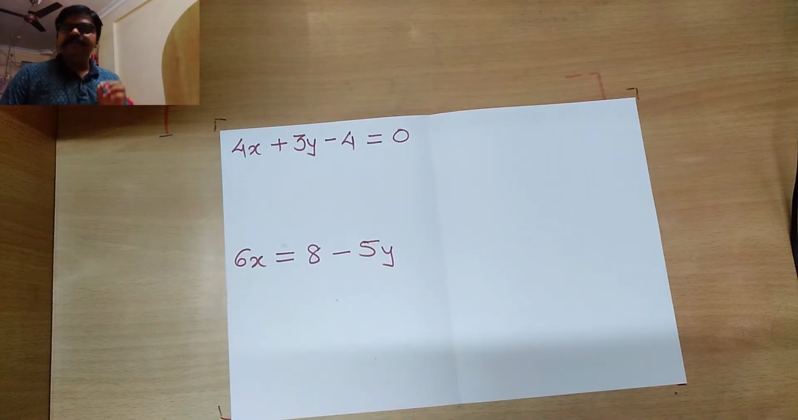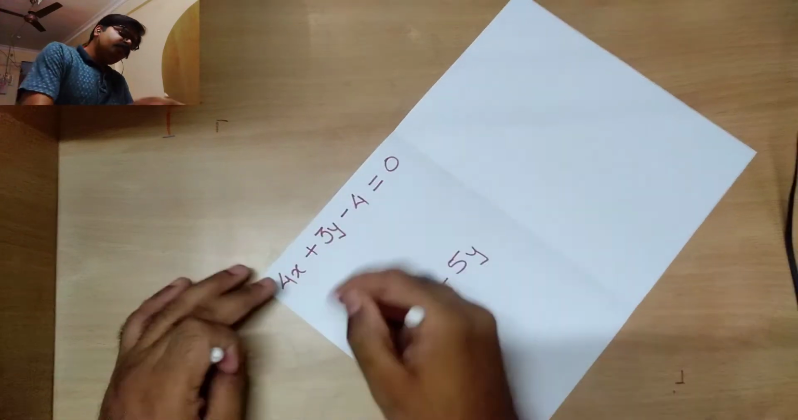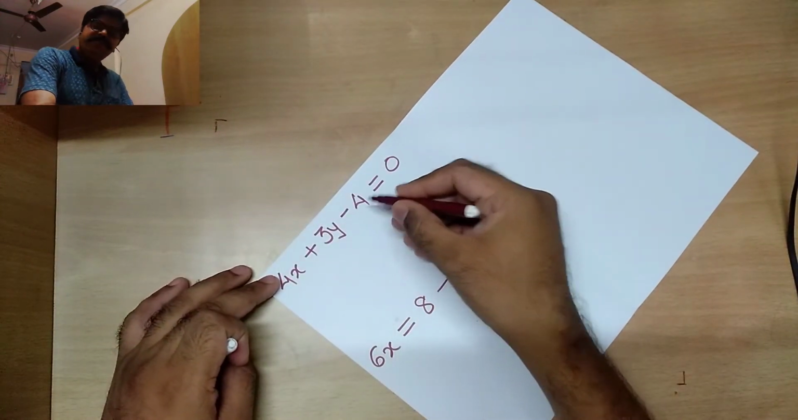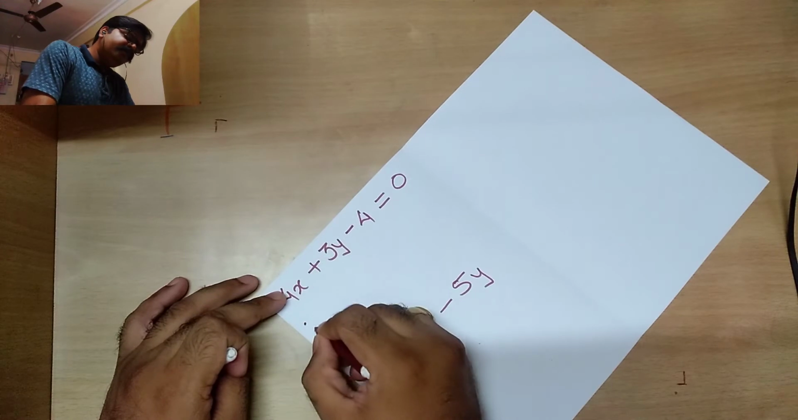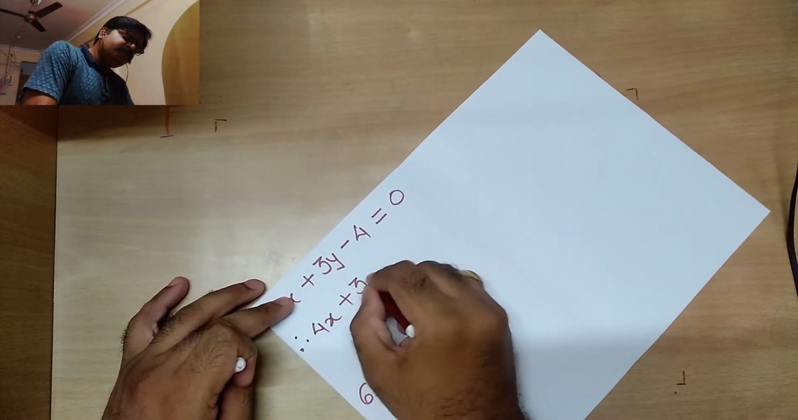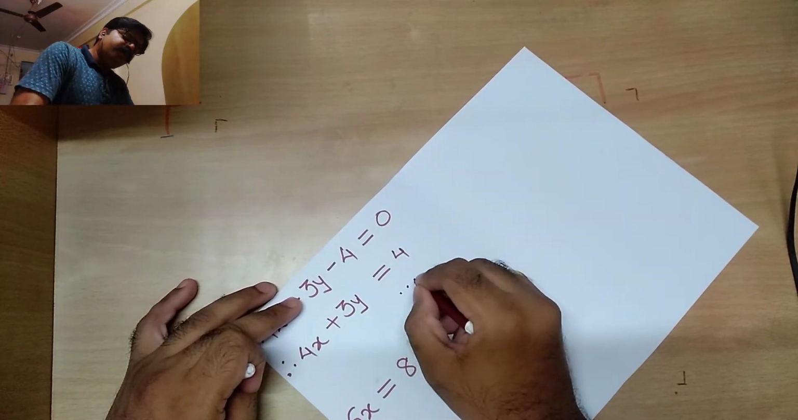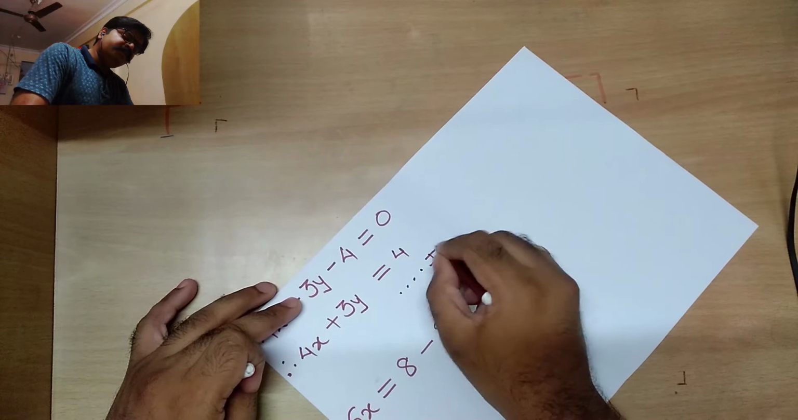So basically we shall be changing these equations a bit. Let us see exactly how we can do the same. So over here, this 4 I am moving on the right hand side, therefore the equation will look somewhat like this: 4x + 3y = 4. We are going to call this equation number 1.